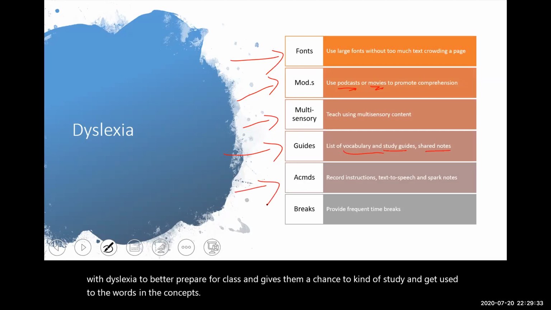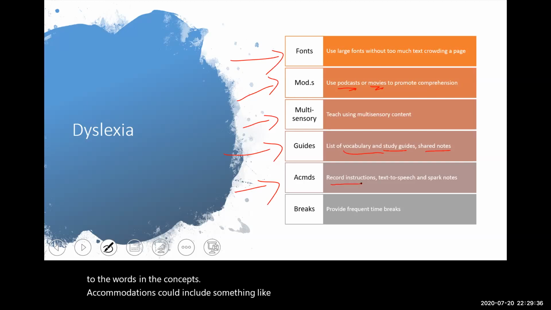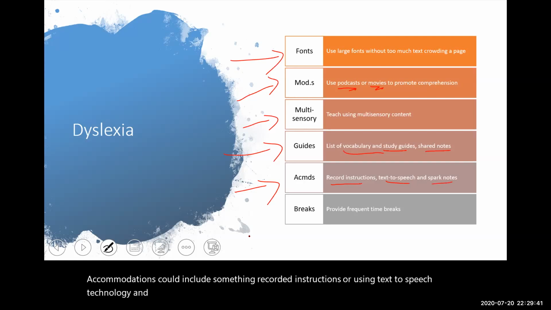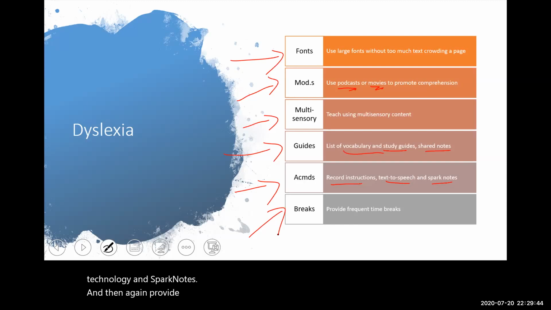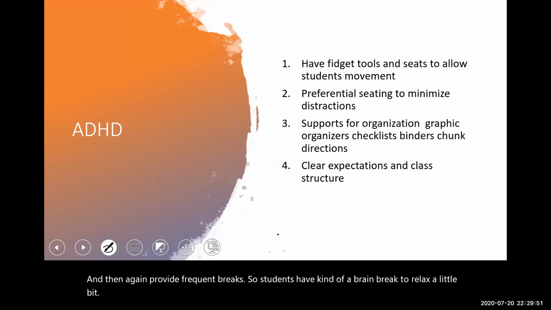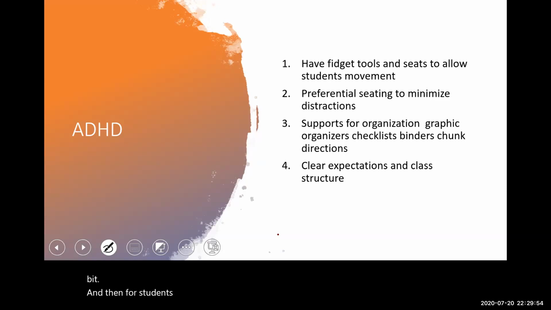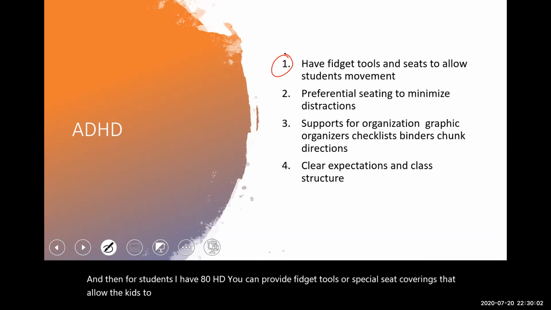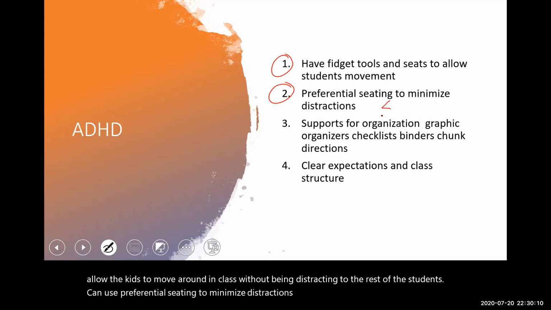Accommodations could include something like recorded instructions or using text-to-speech technology and Spark Notes. And then again, provide frequent breaks. So students have kind of a brain break to relax a little bit. And then for students that have ADHD, you can provide fidget tools or special seat coverings that allow the kids to move around in class without being distracting to the rest of the students. You can use preferential seating to minimize distractions. So this will be specific to the student.